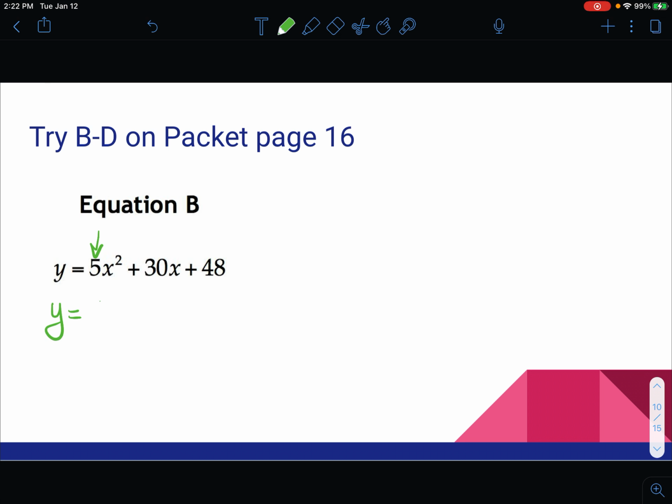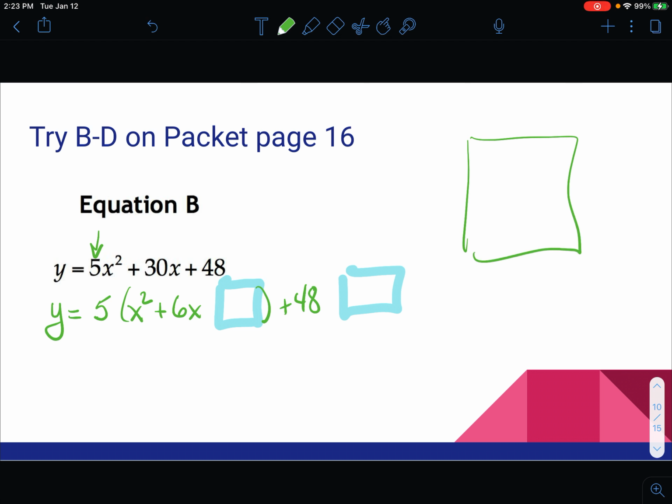So my first step is to take that out, and that's going to be 6x, and I leave my space. So I need to find the special value that completes the square. So let's go to my area model. X squared goes here, x and x. We know the diagonal is 6x. So I'm just going to chop that in half. 3x here and 3x here.